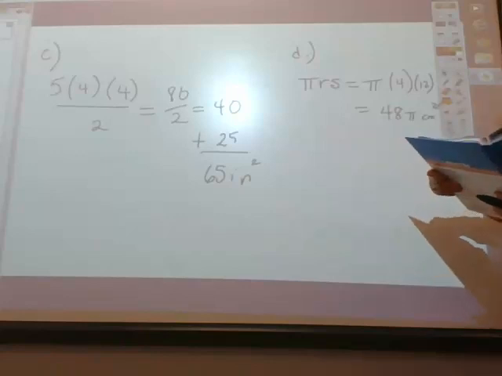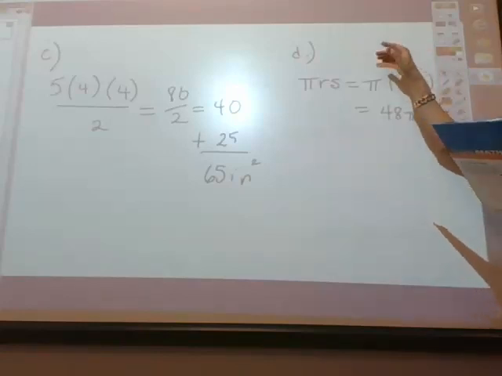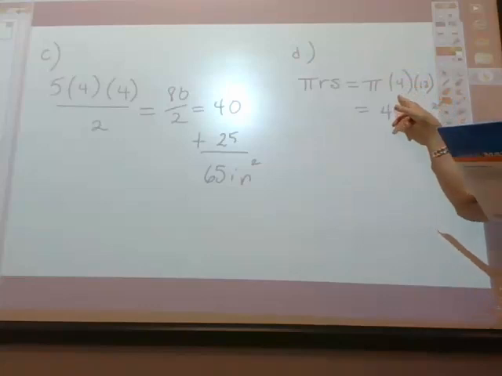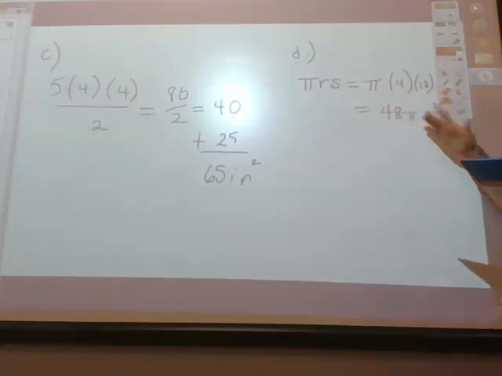For D, it said to find the lateral surface area of a cone with a diameter of 8, therefore the radius is 4, slant height of 12. So I did pi RS, okay, and 48 pi, and it didn't say to multiply it out, so I'm going to leave it. All right, I hope this makes sense to you.